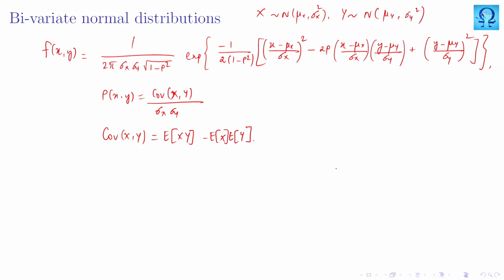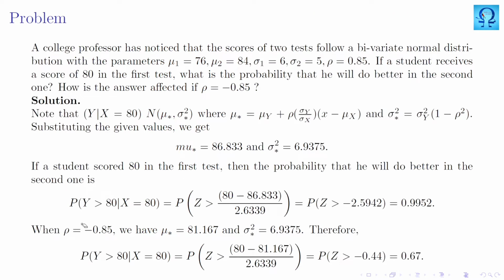And remember, if x is a normal variate and y is a normal variate, then x plus y, or simply alpha x plus beta y, is also a normal variate, and the mean and variance will differ, which we can find out. But the thing is that if x and y are normal random variates, then their linear combination is also a normal random variate. We have a problem here.